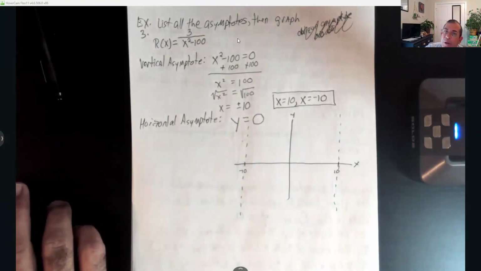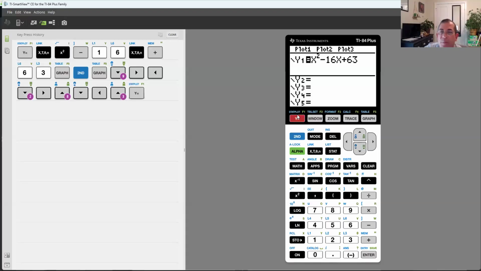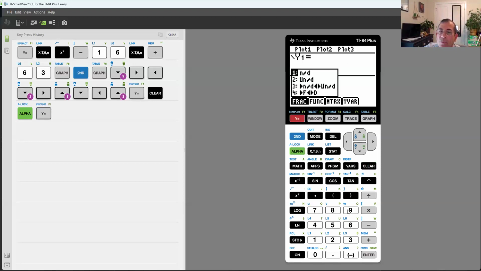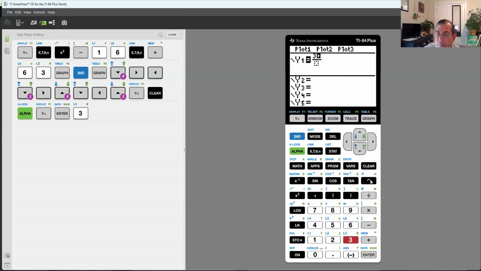So you got to be careful when you graph these, because if you mess up the fractions and stuff, it messes up what your graph will look like. So I'll make these look like fractions by hitting alpha, y equals, and enter. On the top, I had a 3. If I arrow down, I put in my x squared minus my 100.